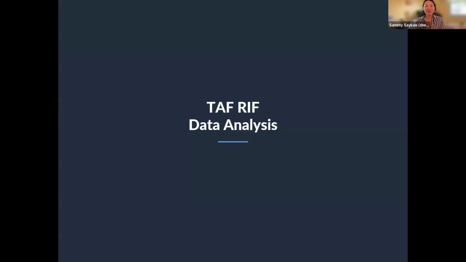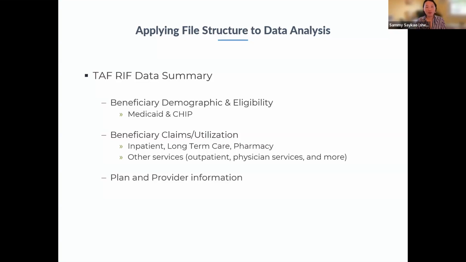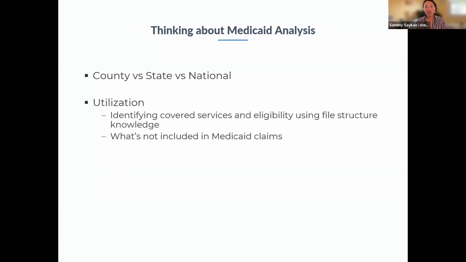All right, so we did the TAF data file structures. Now let's talk about how it can apply to your data analysis. So just a brief summary of everything that we just went through: the demographic and eligibility, claims utilization, and then plan and provider information. So a little summary about things that I'm going to talk about today, sort of thinking about at what levels are we thinking about Medicaid analysis, and do those levels make sense? And how can data file structure impact if we want to look at utilization?